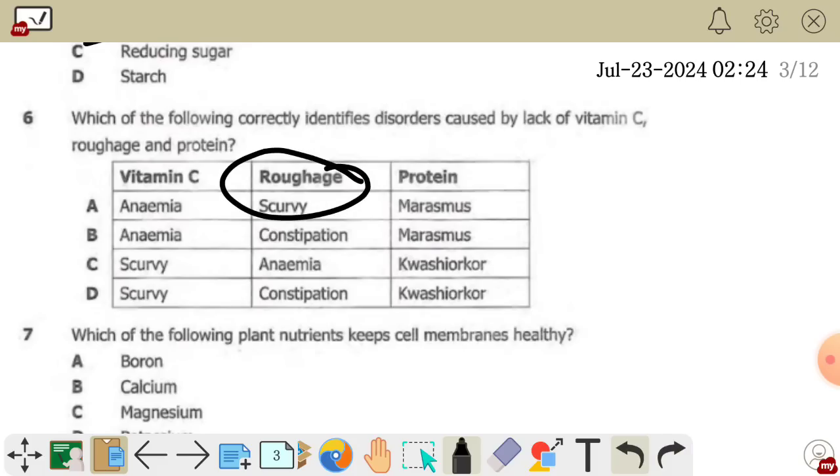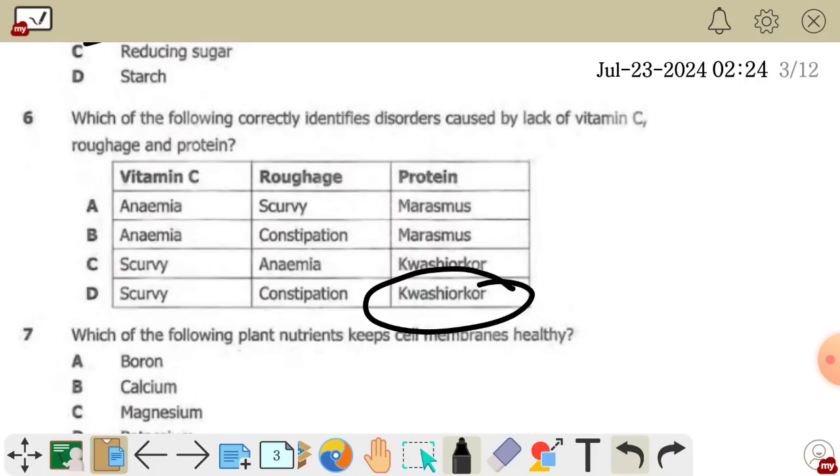Then roughage. Roughage is not digested in the alimentary canal, so it will help to prevent constipation. So if you lack roughage, you have constipation. Then proteins, lack of proteins, you suffer from kwashiorkor. So the correct answer for question 6 is D.